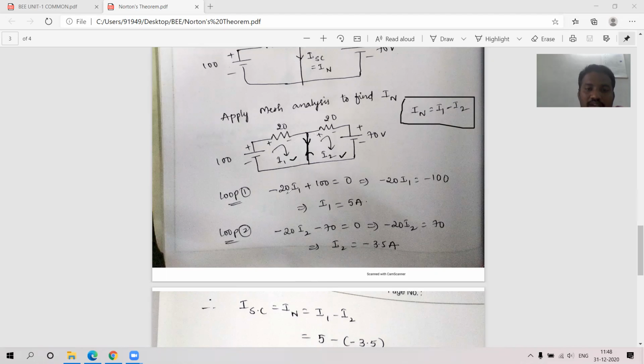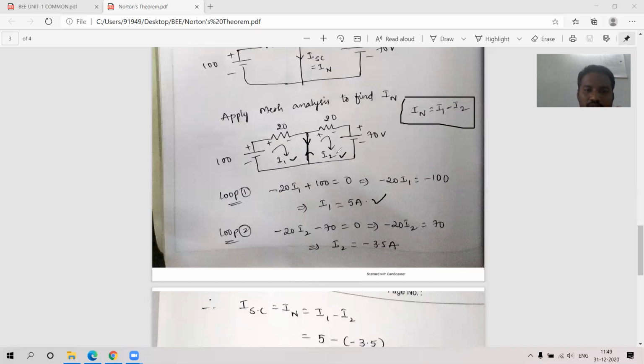That is mesh KVL. Apply KVL. When current is flowing like this, this will be the drop, plus and minus. So minus 20 I, that is V is equal to IR, no? If no voltage is there, just replace it by I into R. I is I1, R is 20. And here when we see this loop, current is entering from negative to positive. Negative to positive means positive 100 is equal to 0. From this, I am going to get the value of current.